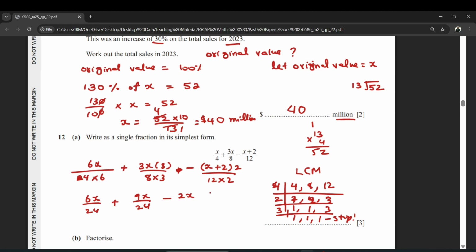Okay, now understand this very carefully. This minus sign is being multiplied, right? So this minus 2 is not only multiplied with x, but it is also multiplied with the next 2 over here. So this becomes minus 4 over 24. And now I can combine them in one single fraction. So I have 6x plus 9x minus 2x minus 4. So that would give me 9x minus 2x is 7x, and 7x plus 6x is 13x. 13x minus 4 upon 24. So that will be my final answer.